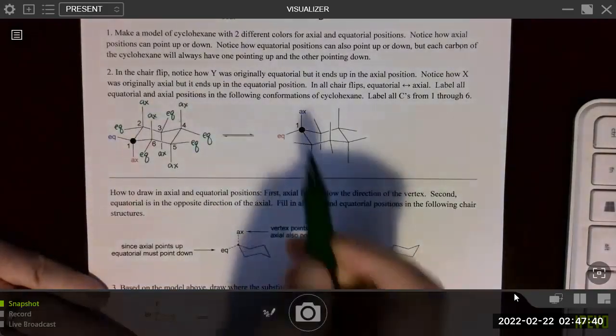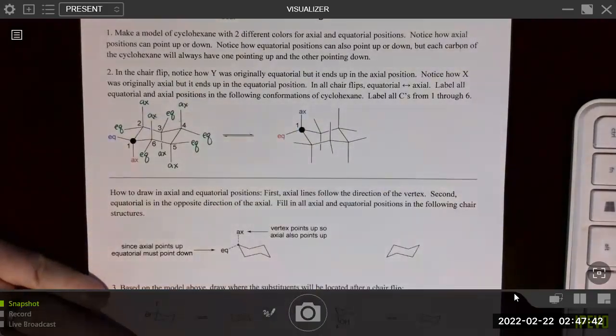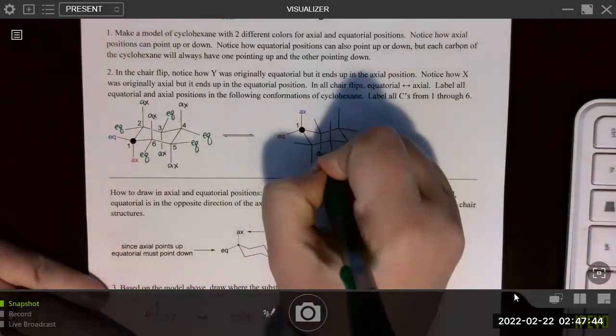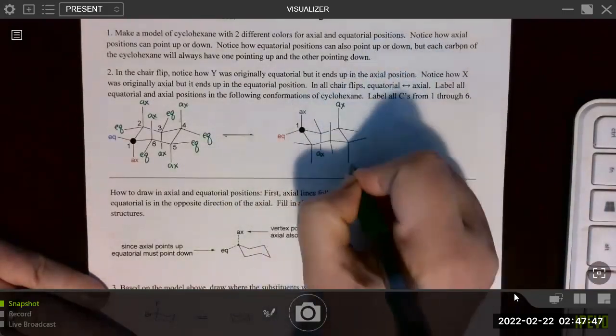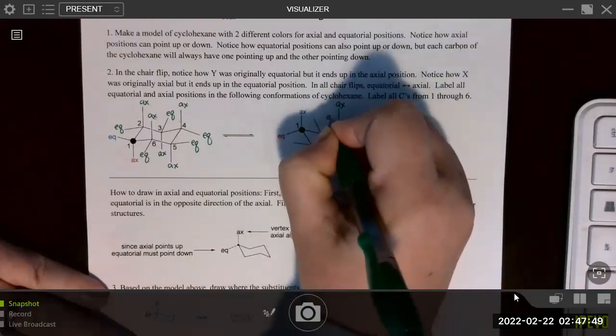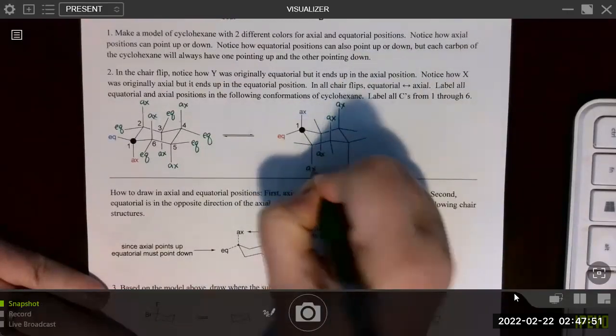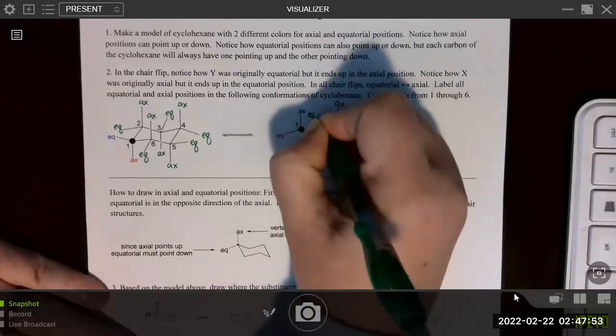And you could do the same thing after the ring flip. So always pointed straight down or straight up, we have axial. Those will alternate. And then the equatorial.